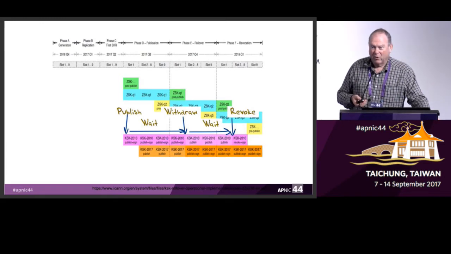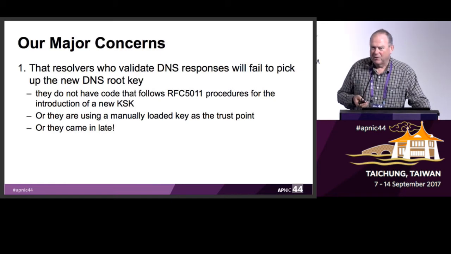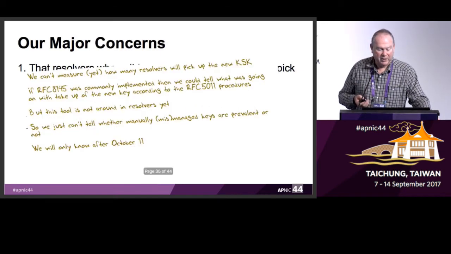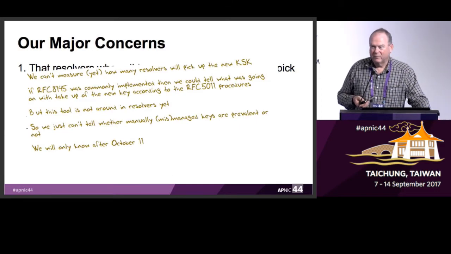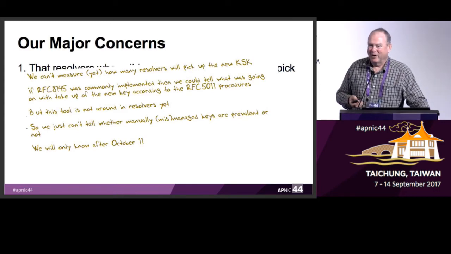And the whole idea is if you look at the timetable coming up, the publish, withdraw and revoke stages are all sitting there. So the first concern, how many resolvers use manually managed keys? No idea. Cannot tell. There is a recent RFC out, 8145, that gets resolvers to tell authoritative name servers what key they're using. If you're tracking or following RFCs, you realise that RFC 8145 was published yesterday, really quite recent, and the code hasn't really hit a lot of places yet.